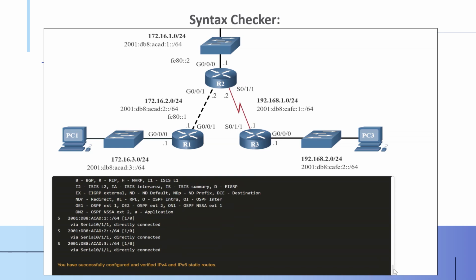So with this syntax checker, we are ending all the topics that we had for part 1 of the IP static routing. And in the next material, we will configure the IP default static routes, floating static routes, and we'll configure even static host routes.